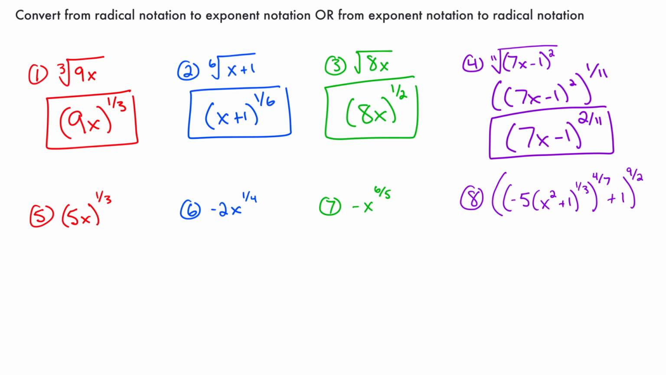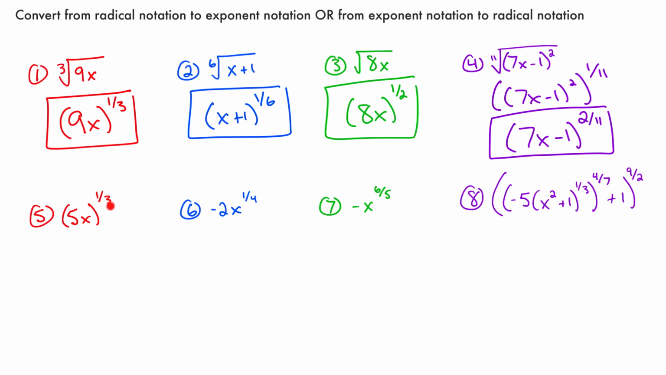Just like how I just got done going from radical form to exponent form, it is equally important you know how to do the reverse of that, going from exponent form to radical form, because there are some hitches that a lot of you tend to make mistakes on that I want to draw attention to right now. Problem number 5. I have the quantity of 5x quantity to the 1/3 power.